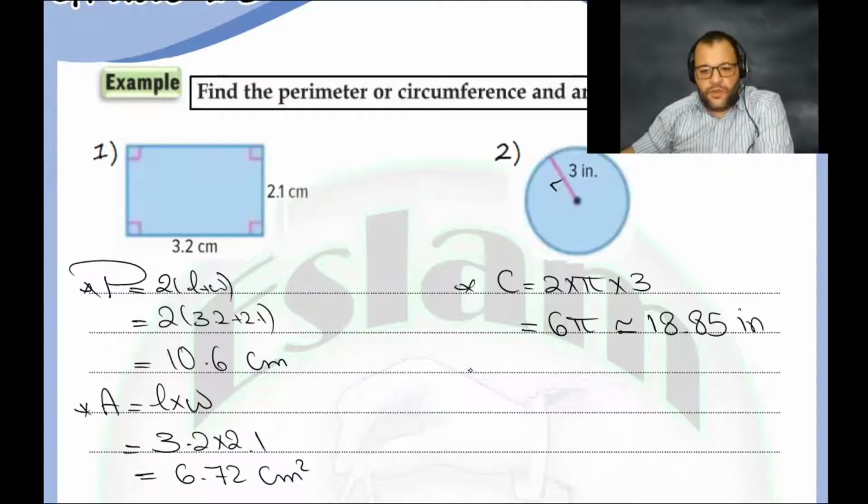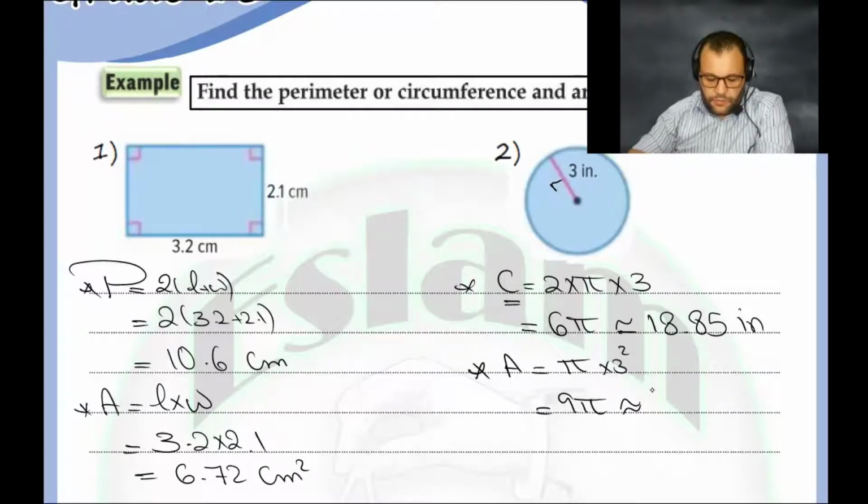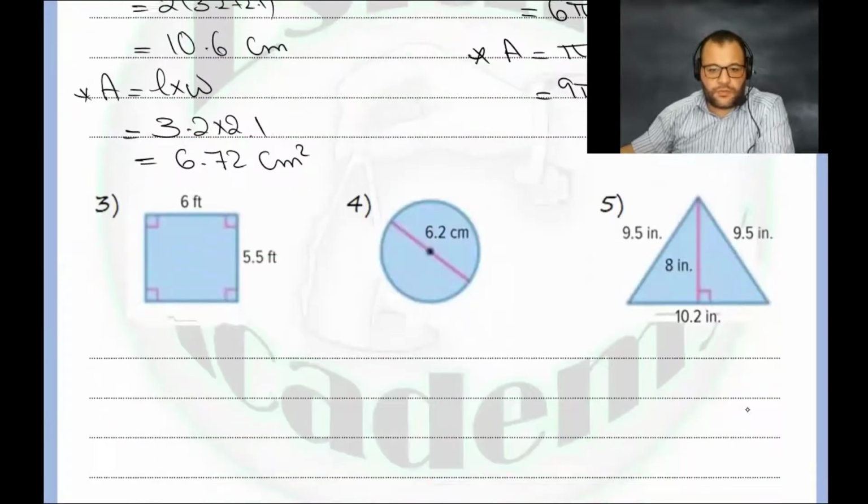Okay, the unit is inch square. No, not circumference, sorry. We need to find the area. Area is pi r to the power 2, which is pi times 3 to the power 2, which is 9 pi, so it will be 28.27. Round to the nearest 2 decimal places. This one will be inch square.